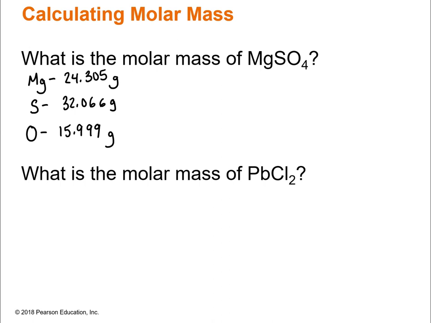But we're not done yet. We have to take into account how many of each element we have. How many magnesiums do we have? There's one. Same thing for sulfur. There's one. How many oxygens do we have? There's four of those. So we have to do 24.305 plus 32.066 plus the 15.999 times 4. And when we total all that up, that will be our molar mass. Give that a shot in your calculator and let me know what you get.